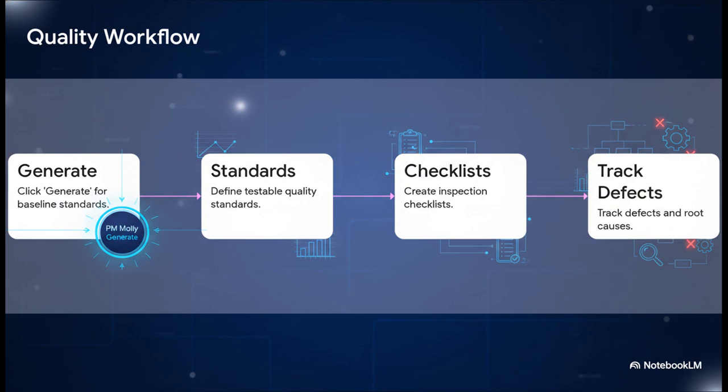You literally just click the PMoly Generate button to kick things off. The AI reads through your deliverables and builds out your baseline standards. From there, you just refine those standards, create some specific inspection checklists for your work packages, and finally, you conduct your inspections. This is where you actively track any defects, and most importantly, you track their root causes.